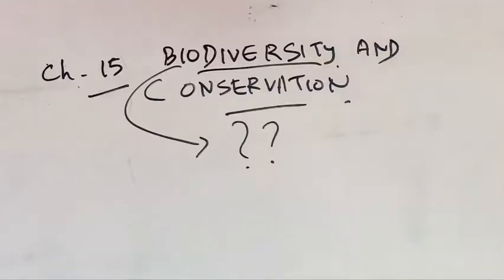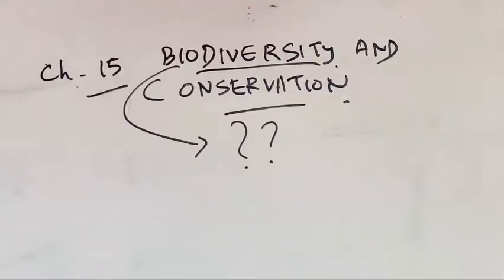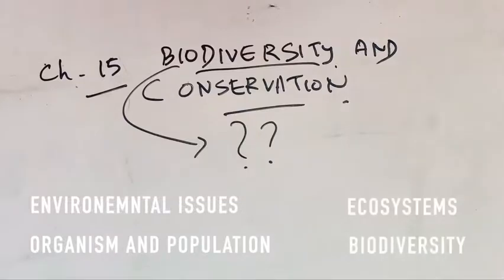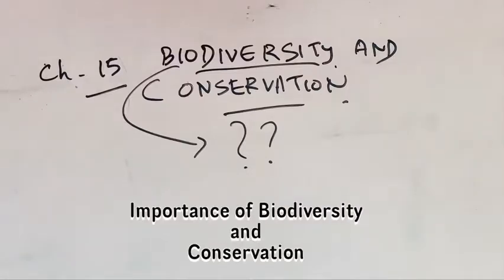Today we're going to start our first new chapter, chapter 15, Biodiversity and Conservation. Biodiversity, environmental issues, organisms and populations, ecosystems, more biodiversity. Why? Because we need to know how many living organisms, species of plants and animals there are, how we need to protect them, where the places are where we can protect them, and what services they give to humans, and why it becomes our duty to protect or conserve our biodiversity.